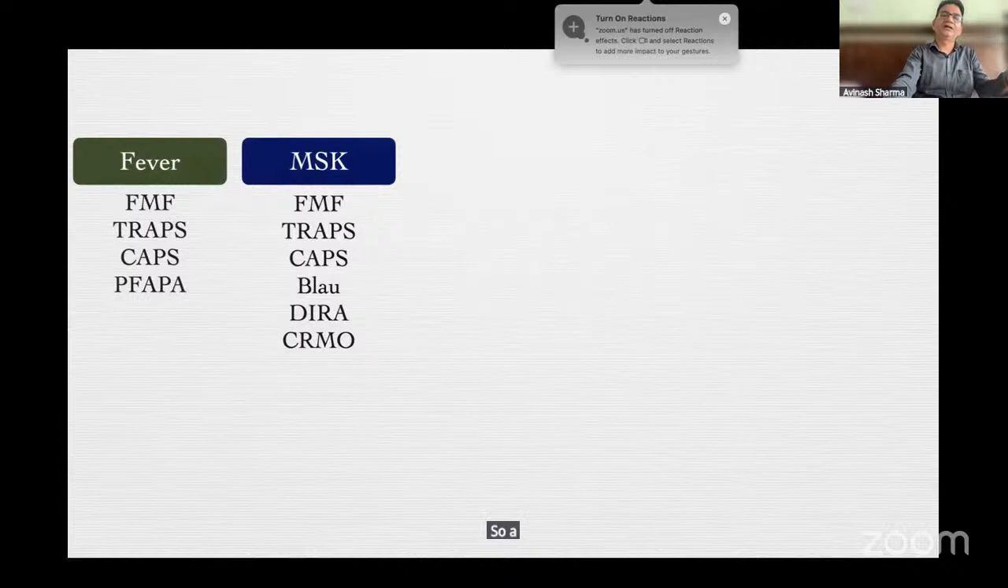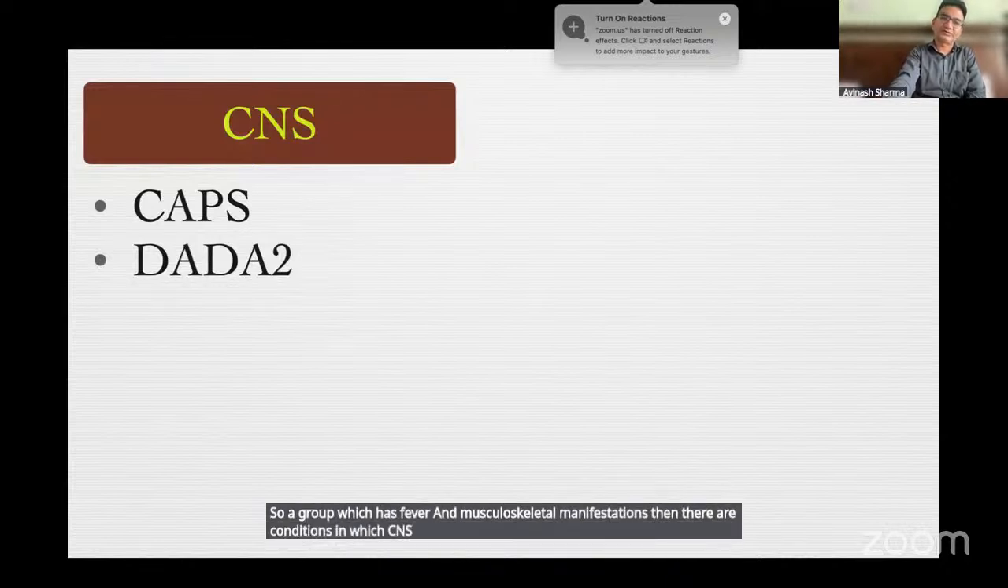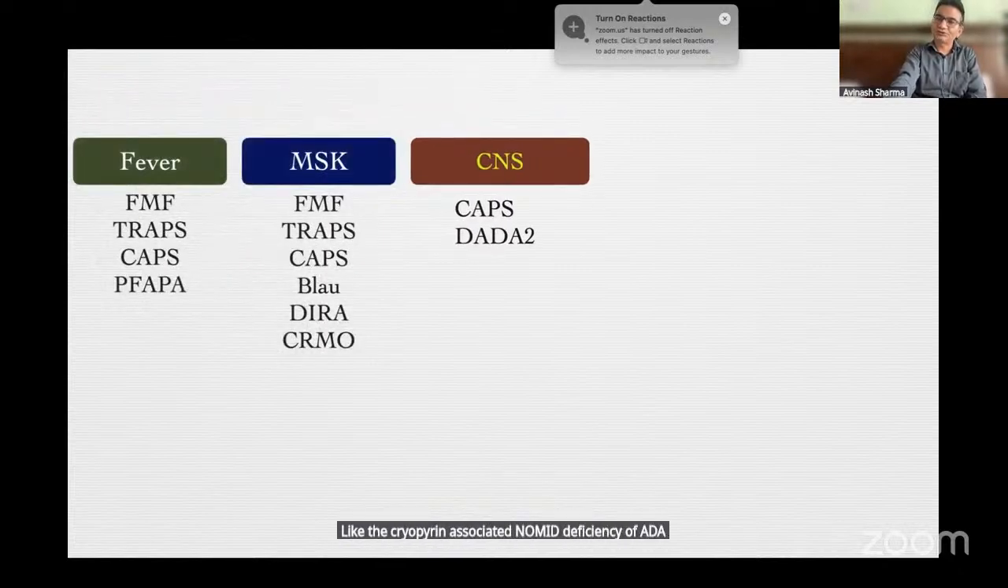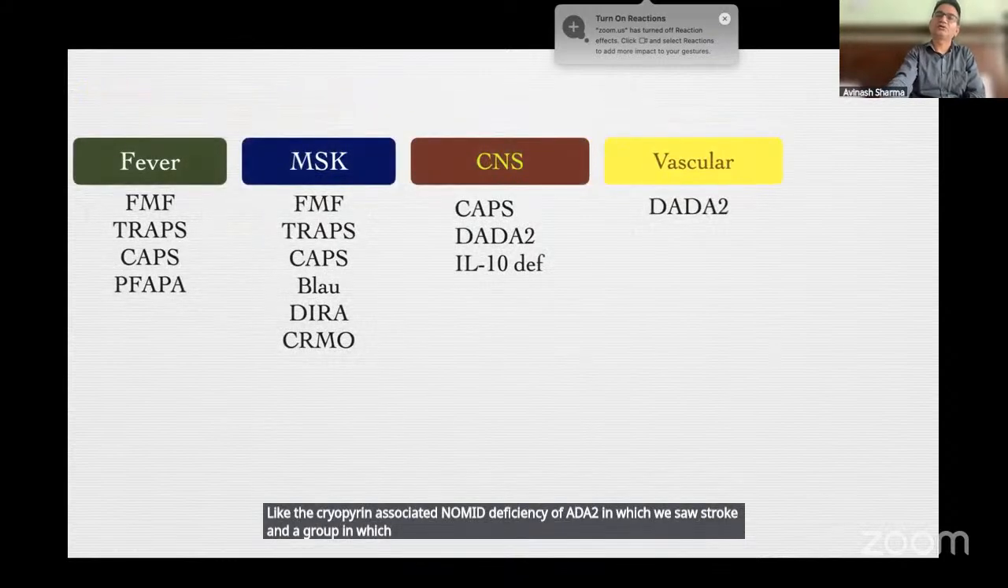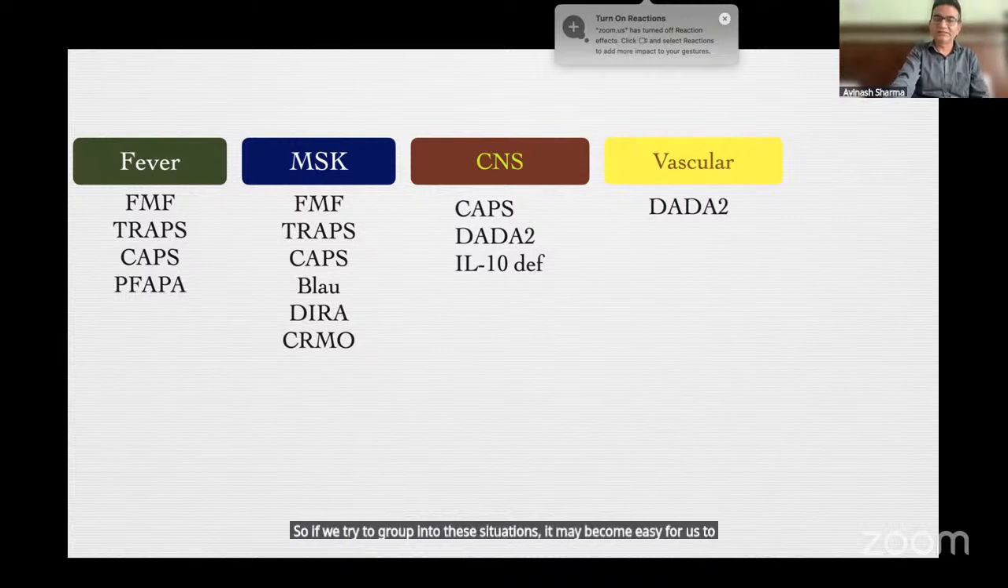So a group which has fever and musculoskeletal manifestations. Then there are conditions in which CNS involvement is also seen, like the cryopyrin-associated NOMID, deficiency of ADA2, in which we saw stroke, and a group in which vascular involvement is also found, deficiency of ADA2, which can present just like childhood vasculitis or PAN-like vasculitis. So if we try to group into these situations, it may become easy for us to identify these conditions.